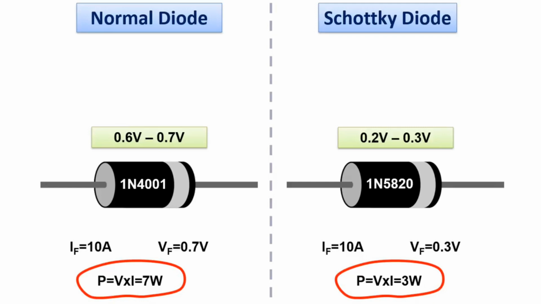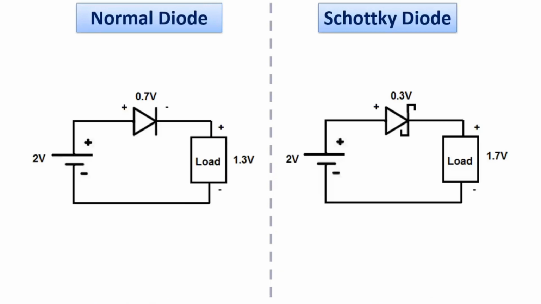Therefore, the low value of this power, which is wasted on the Schottky diode, will provide an advantage in terms of efficiency. This situation also affects the voltage value falling on the load. For example, a 2-volt source on the left is connected in series with a load with a silicon diode. Since 0.7 volts will remain on the diode, 1.3 volts can be transferred to the load.